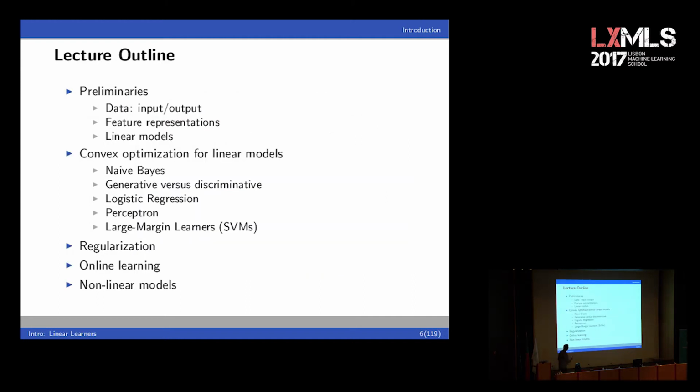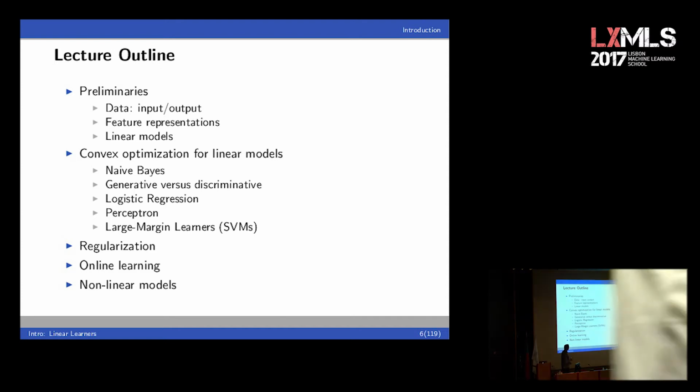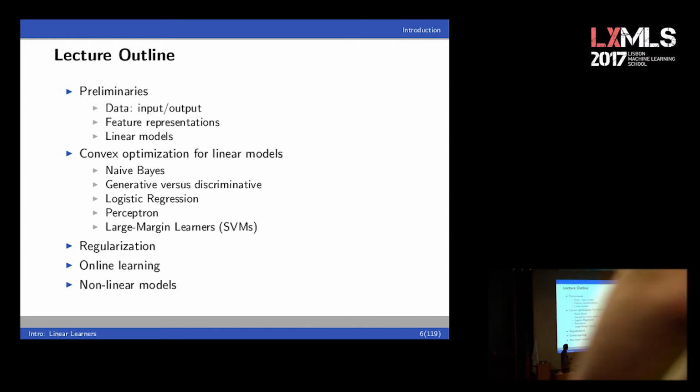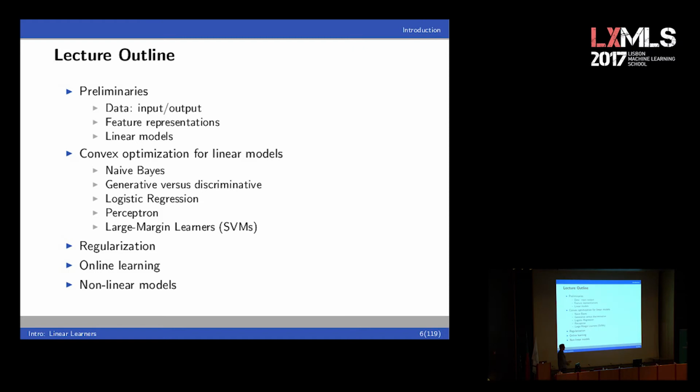Okay, so I will give some examples of feature representations. Then I will define what the linear model is, and then I will give you a self-contained overview of four linear models that can be optimized by convex optimization: naive Bayes, logistic regression, the perceptron, and support vector machines. The classes that come later, like structure prediction or the neural network class, will build on the perceptron, for example.